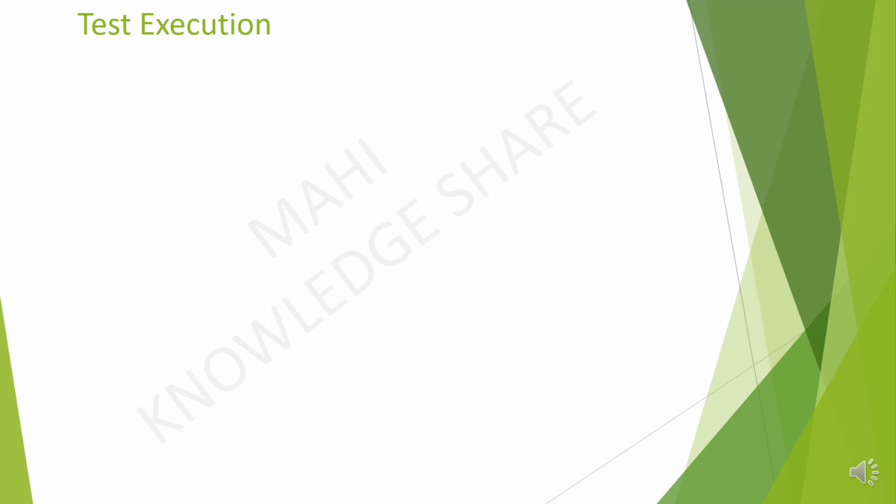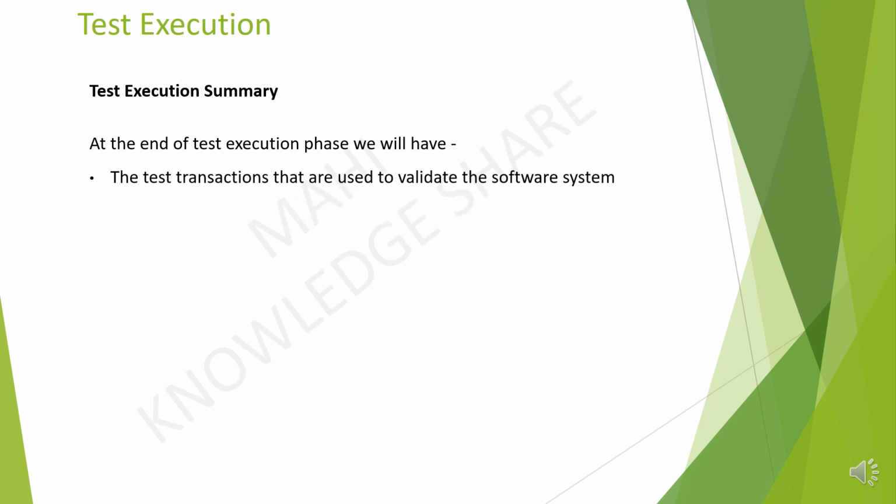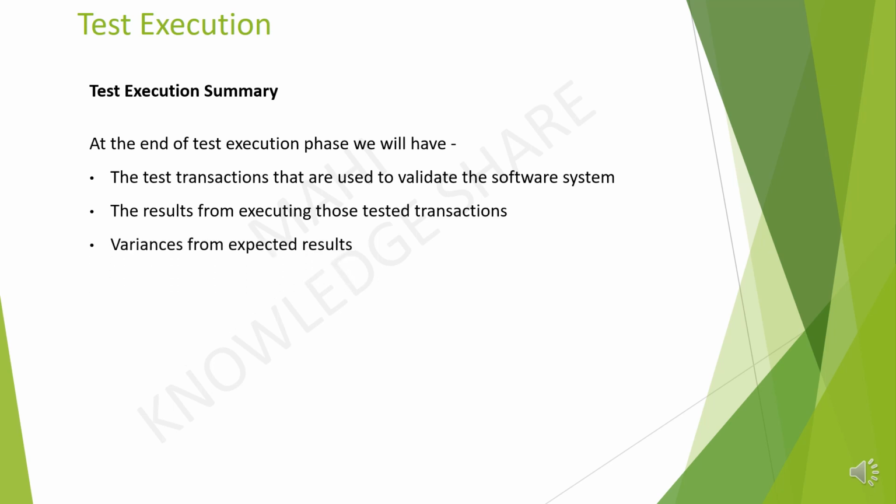Test execution summary. At the end of test execution phase, we will have the test transactions that are used to validate the software system, the results from executing those test transactions, and variances from expected results.